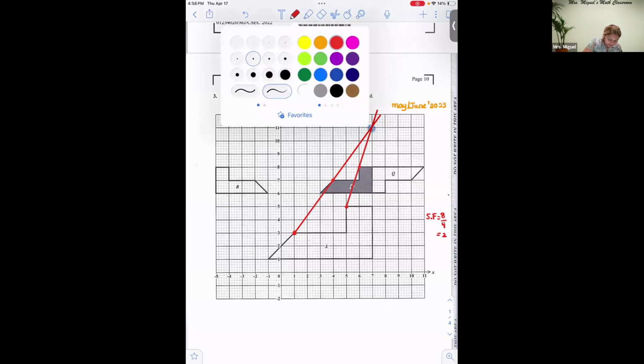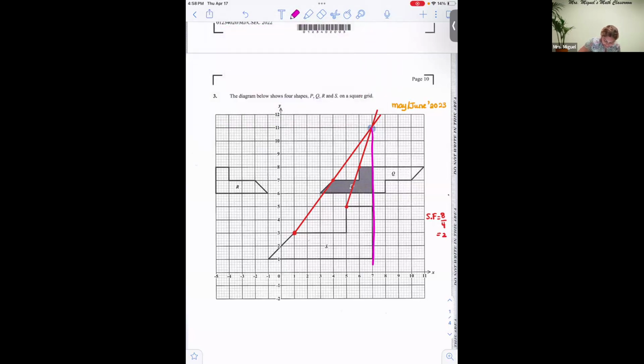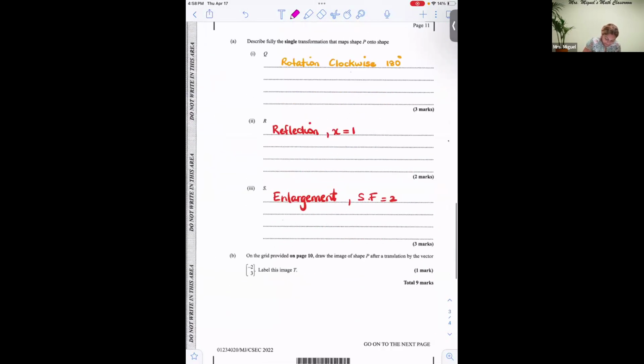And the coordinates of that point is 7 and 11. So that is my center of enlargement, 7, 11. And having gotten that, I would have scored 3 marks.